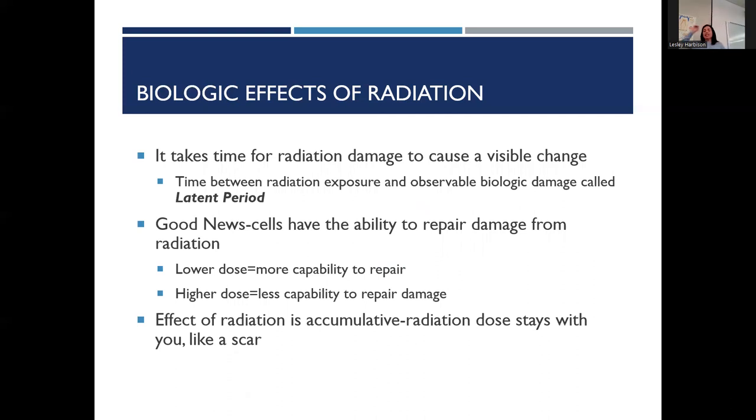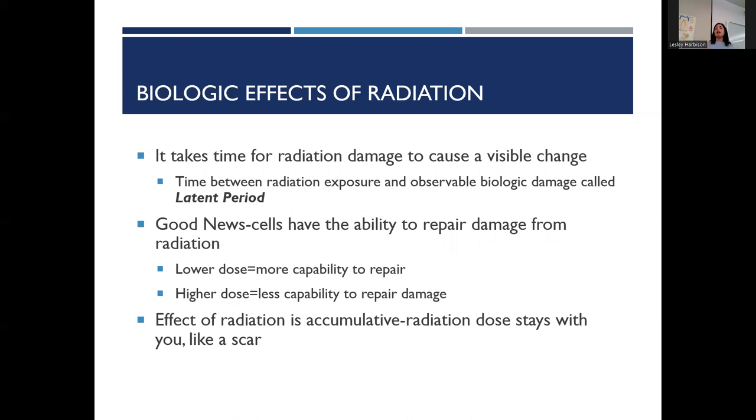Okay, biological effects of radiation. It takes time for radiation damage to cause a visible change. So things do not happen immediately. This is within our scope of what we need to know. In general, you don't get an immediate reaction once you give radiation to a certain area. You don't generally see an immediate reaction, although with dosing and intensity, I suppose you could. But with what we need to know about, generally speaking, it takes time for radiation damage to occur.